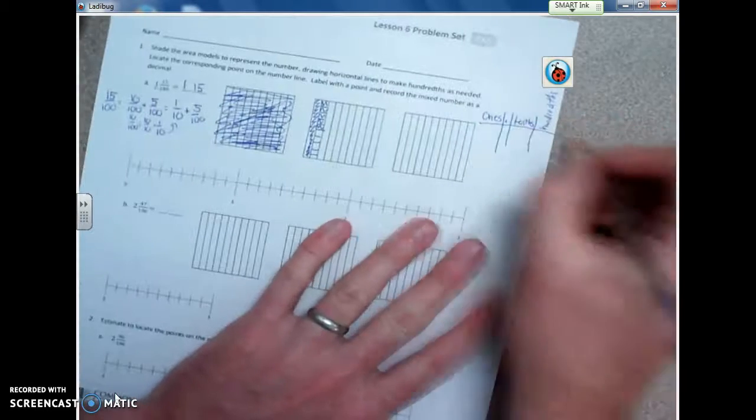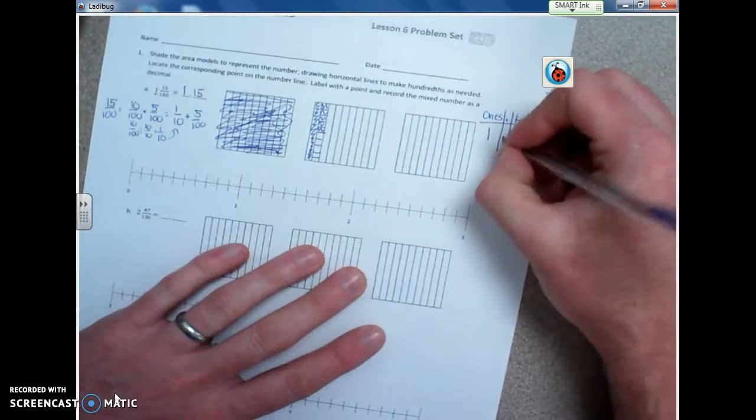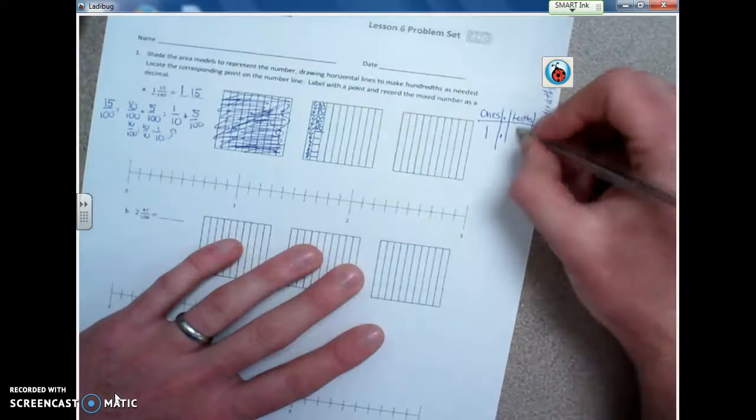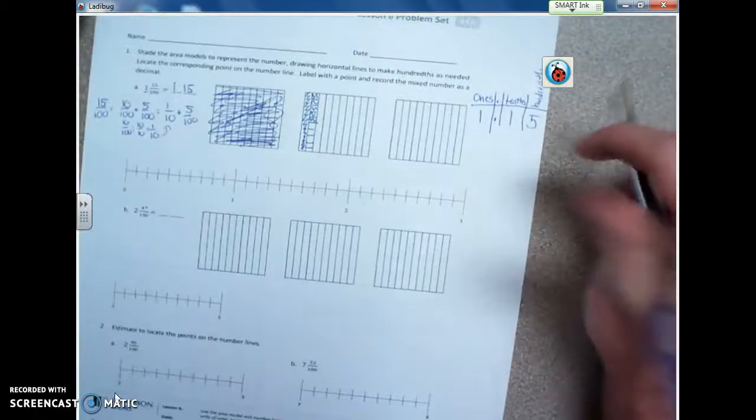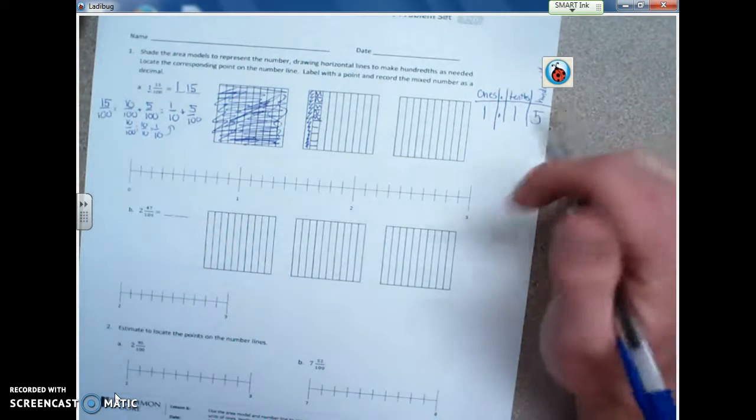So my ones place is just a 1. My tenths place is also a 1. And my hundredths place becomes a 5. My 1 and 15 hundredths.